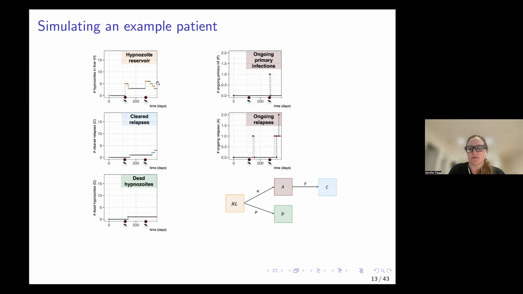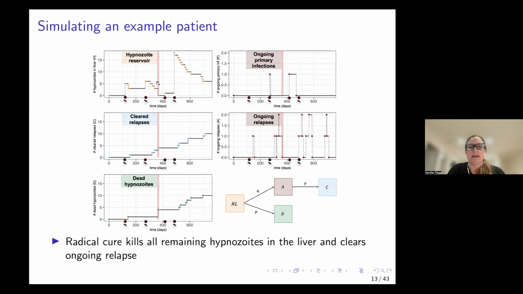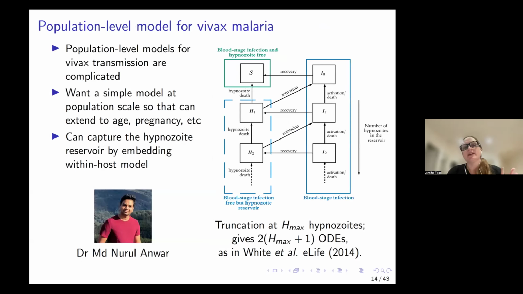At time 350, we're going to give the drug. And the drug, remember, is a radical cure. So that attacks the hypnozoites that are in the liver, so you can see the hypnozoites are completely removed. And you can also see that the ongoing relapse that's occurring at time 350 is cleared. This person is then Vivax free, in that they have no liver infection and no blood stage infection for a little bit of time, but then get bitten again. And of course, the hypnozoite reservoir builds up and so on. Okay, so that's the within host model.